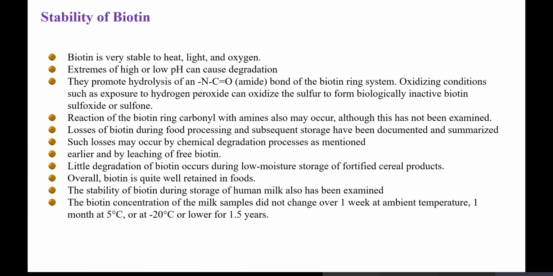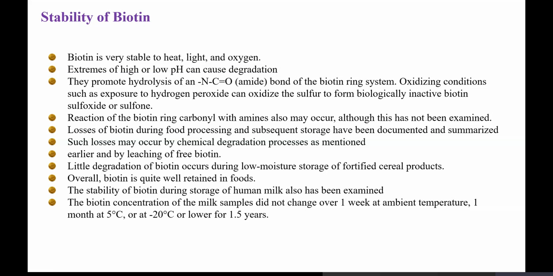What is the stability? Biotin is very stable to heat, light, and oxygen. Extremes of high or low pH can cause degradation and promote hydrolysis of the amide bond of the biotin ring system. There are also oxidizing conditions that food goes through. For example, exposure to hydrogen peroxide can cause oxidation of sulfur to form biologically inactive biotin sulfoxide or sulfone. Reaction of the biotin ring carbonyl with amines may also occur if the product is rich in amines.